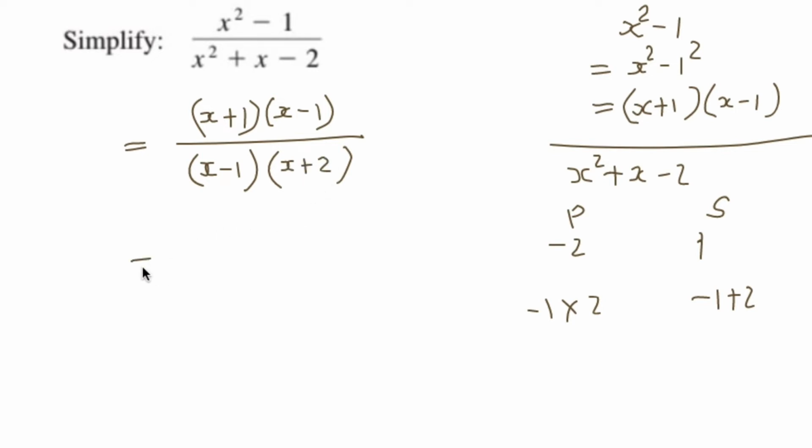Okay, so we factored. Now what is your common factor? X minus 1, x minus 1. So what is left is x plus 1 upon x plus 2. That's the answer.